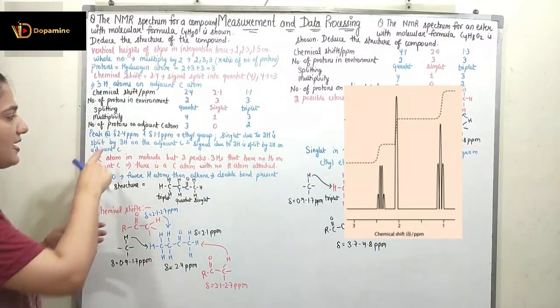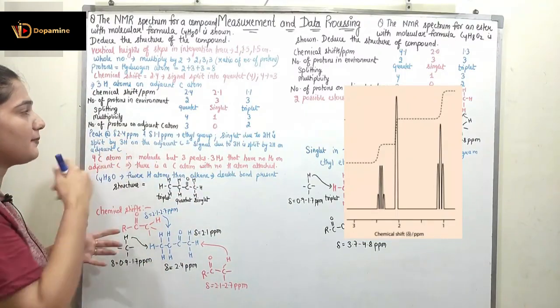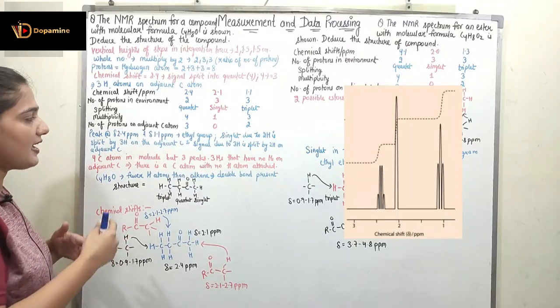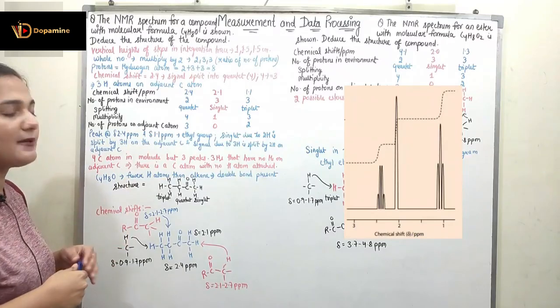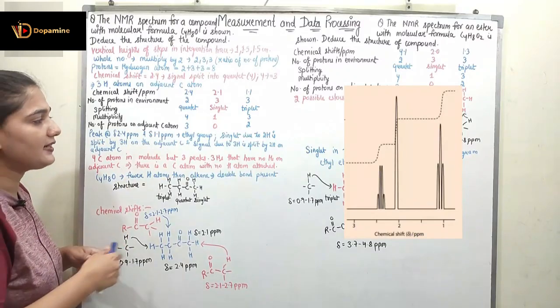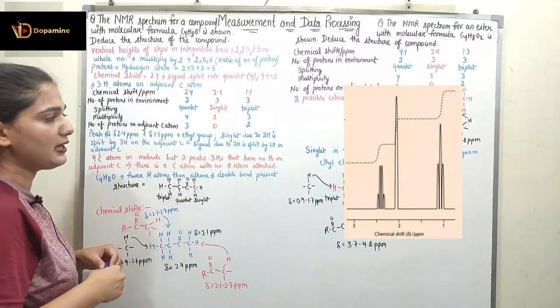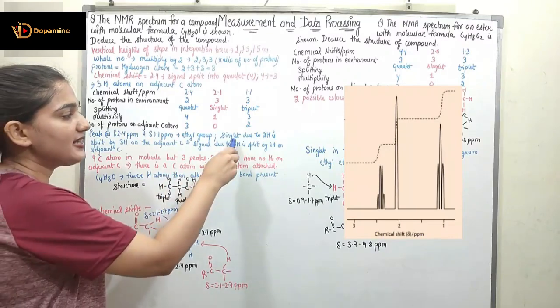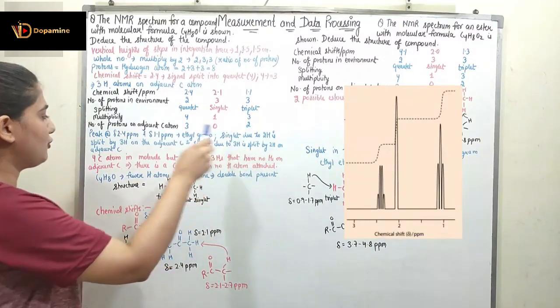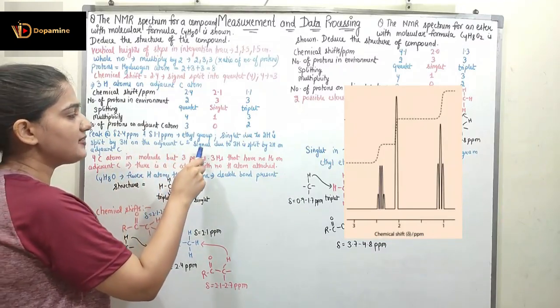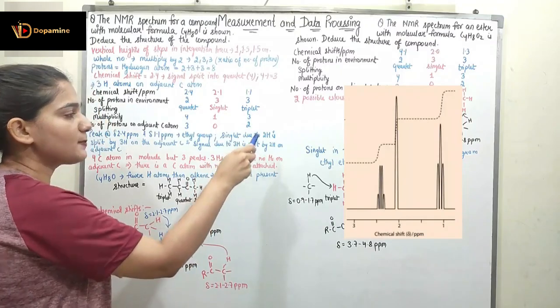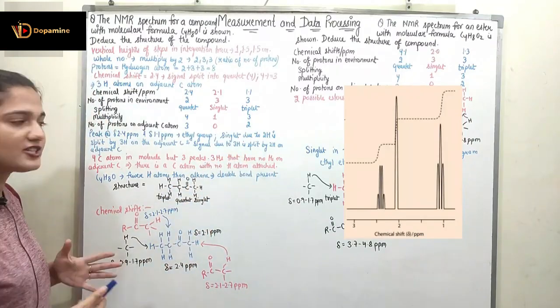Now if I see the peak at 2.4 ppm chemical shift and the peak at 1.1 ppm chemical shift, I can understand this to be an ethyl group. Now here we have the quartet due to the 2 hydrogens which is split by the 3 hydrogens on the adjacent carbon, and the signal due to 3 hydrogens is split by 2 hydrogens on the adjacent carbon.